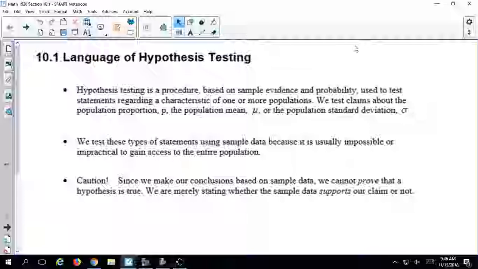So I like this example. Let's say we're going to play a game. I'm going to flip a coin. If it lands on heads, you're going to give me $5. And if it lands on tails, I'm going to give you $5. Okay? So what if I flip the coin 100 times? How many times would you expect to win, and how many times would you expect to lose?